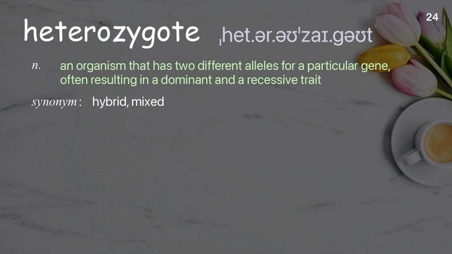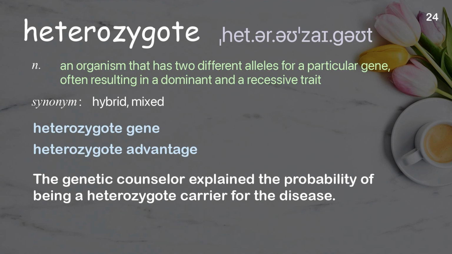Heterozygote. An organism that has two different alleles for a particular gene, often resulting in a dominant and a recessive trait. Examples: Heterozygote gene. Heterozygote advantage. The genetic counselor explained the probability of being a heterozygote carrier for the disease.